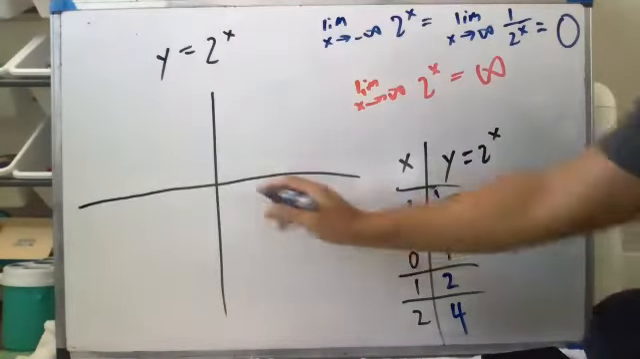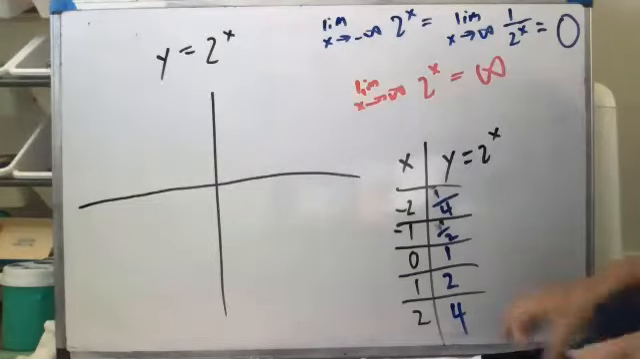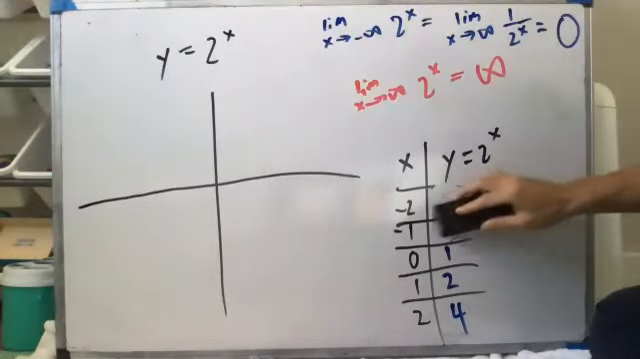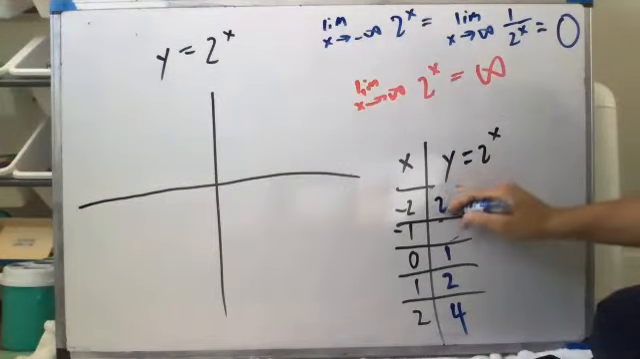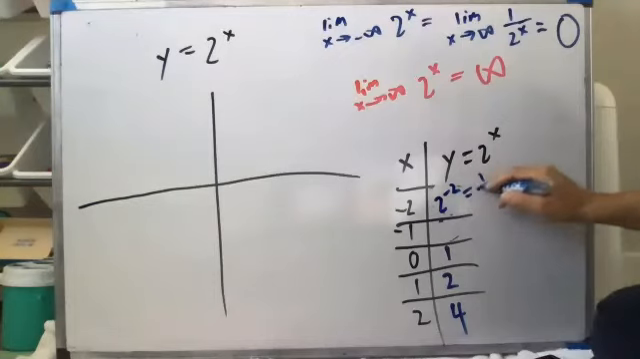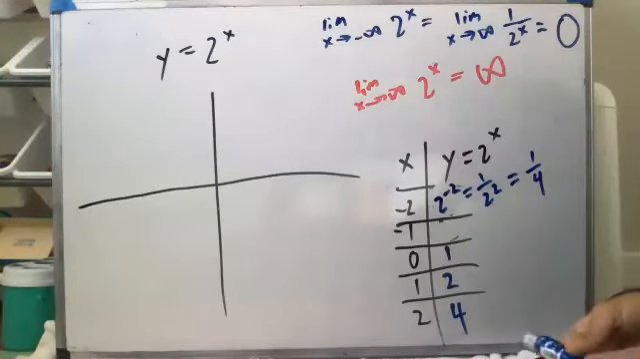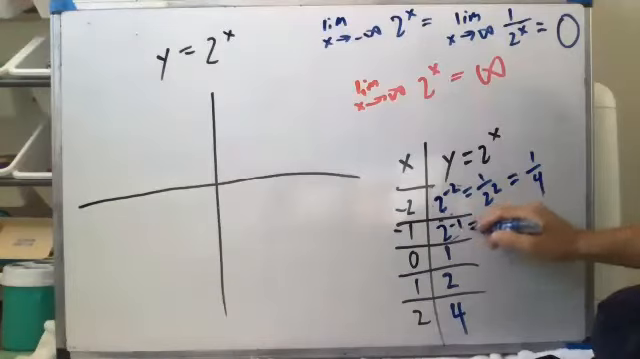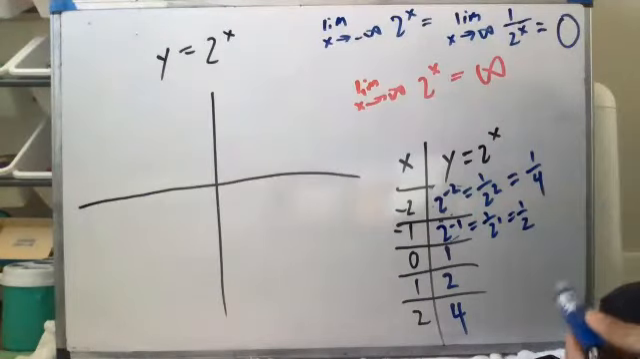Right, so let's plot those points. Wait, can you explain the -1 again? What did you just say? Oh yeah, sure. Let me write it out slowly. This is y equals 2 to the -2, which is 1 over 2 to the +2, which is 1 over 4. Okay, thank you. This is the same thing: 2 to the -1 is 1 over 2 to the +1, which is 1/2.